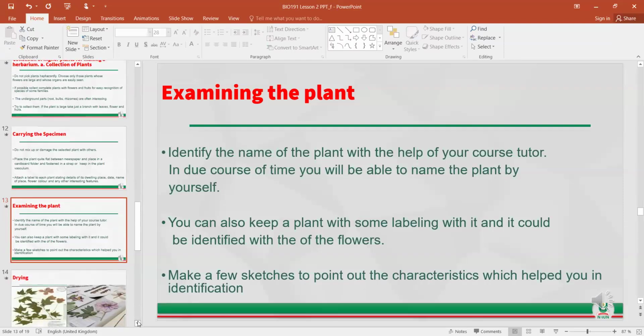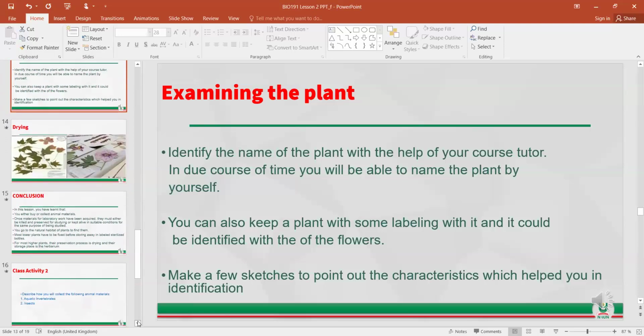Examining the plant. Identify the name of the plant with the help of your course tutor. In due course of time, you'll be able to name the plant by yourself. You can also keep a plant with some labeling with it, and it could be identified with the help of the flowers. Make a few sketches to point out the characteristics which help you in identification.